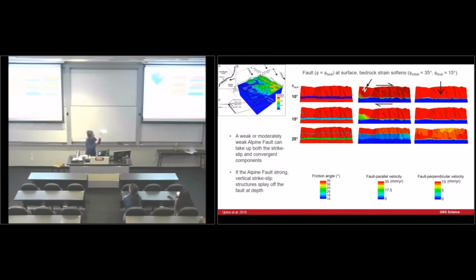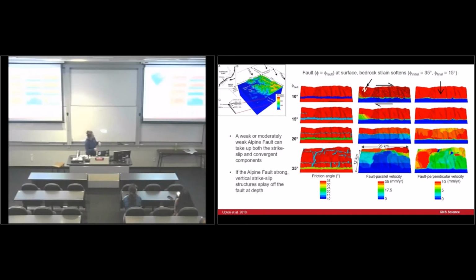This component, the thrusting component, still stays on that fault, even though it's not that weak. But the strike slip moves and creates its own vertical structure, because strike slip deformation much prefers to be on a vertical structure. And then if I strengthen my model Alpine Fault even more, the strike slip is not interested in it at all. It moves, it creates all its own structures elsewhere, and even some of the thrust material moves away.